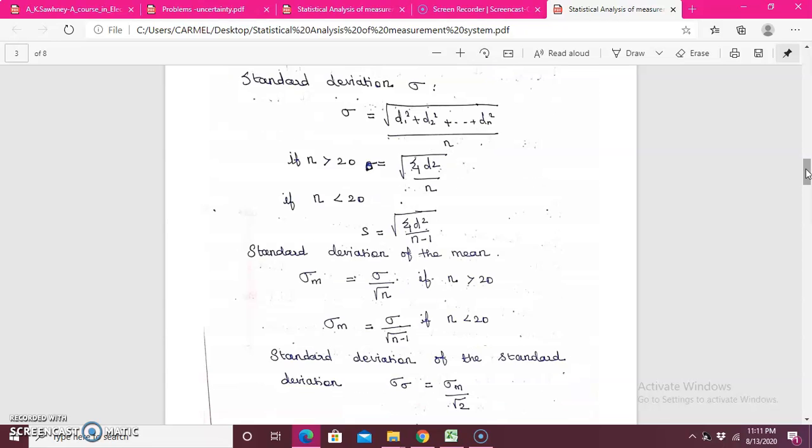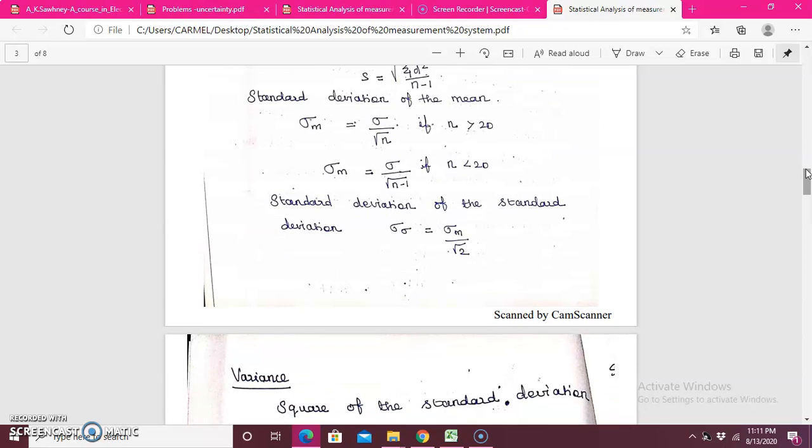The next one is how we calculate the standard deviation of the mean. The standard deviation of the mean uses the letter sigma m. If n is less than 20, we use sigma by root of n minus 1. If it is greater than 20, we use sigma by root of n.